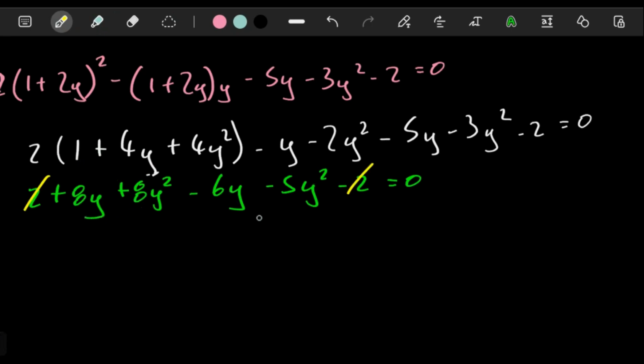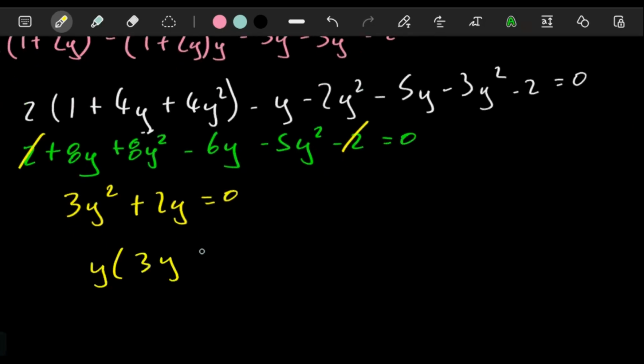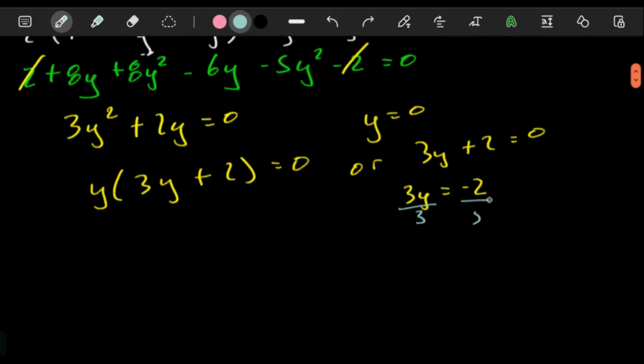So here, like terms, we have 8 minus 5. That's like 3, it's like 3y squared. 8 minus 6, that's a 2. Positive 2, so it's 2y here equal to 0. So this is very promising, at least because we can take out a common factor. And then here, we can just make y equal to 0 or 3y plus 2 equal to 0, meaning that the 2 can go over, right? So this is like 3y equal to negative 2 here. If you divide both sides by 3, you're going to get here, what do we get? y is equal to negative 2 over 3, like that.